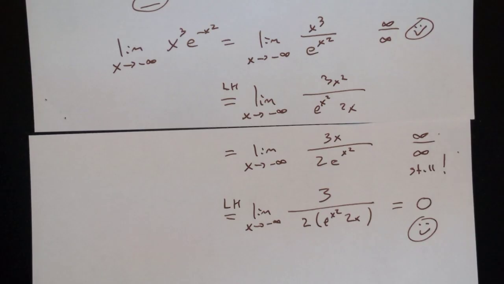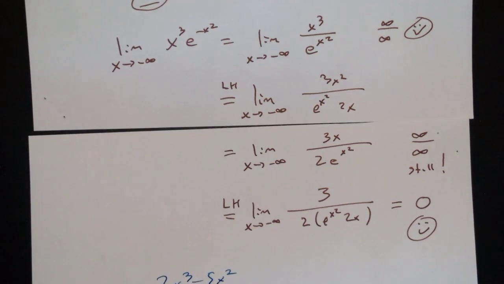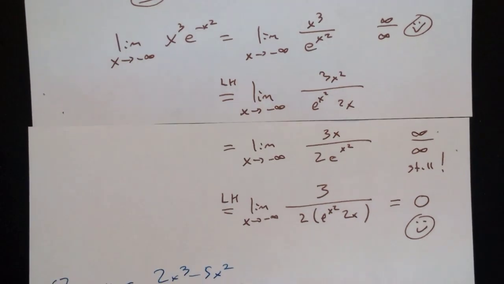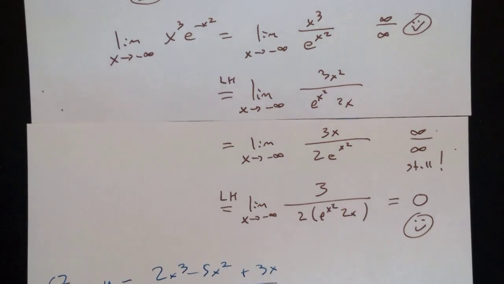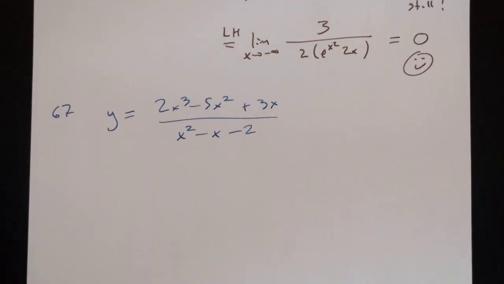67 says, two x cubed minus 5x squared plus 3x over x squared minus x minus 2. And I'm looking for a slant asymptote.